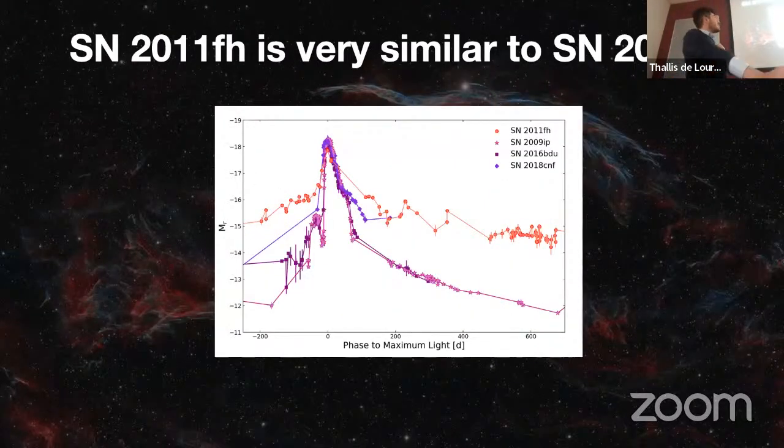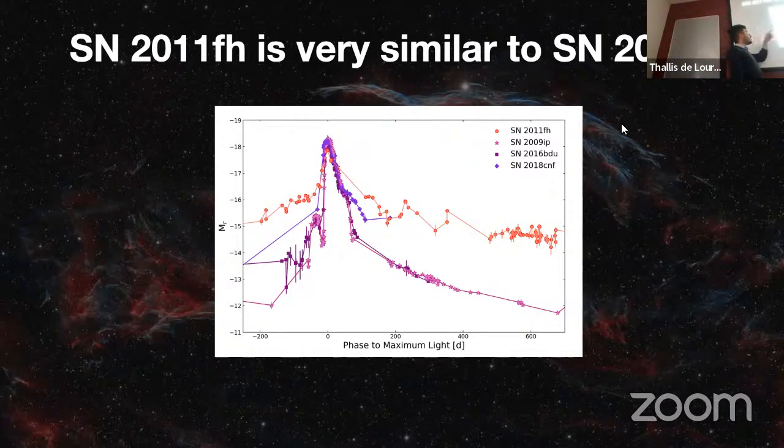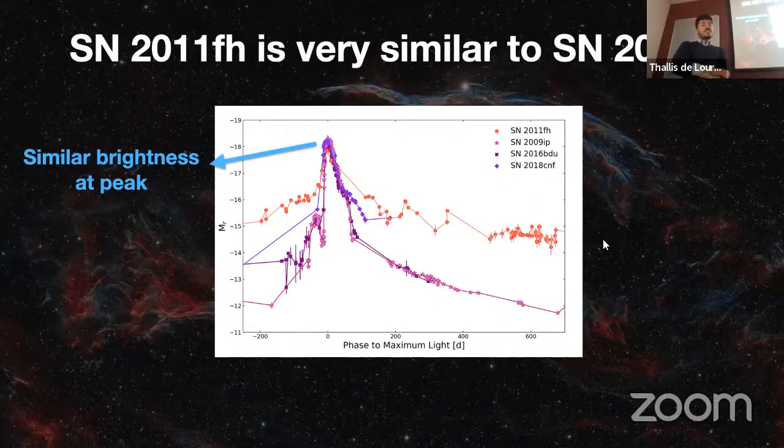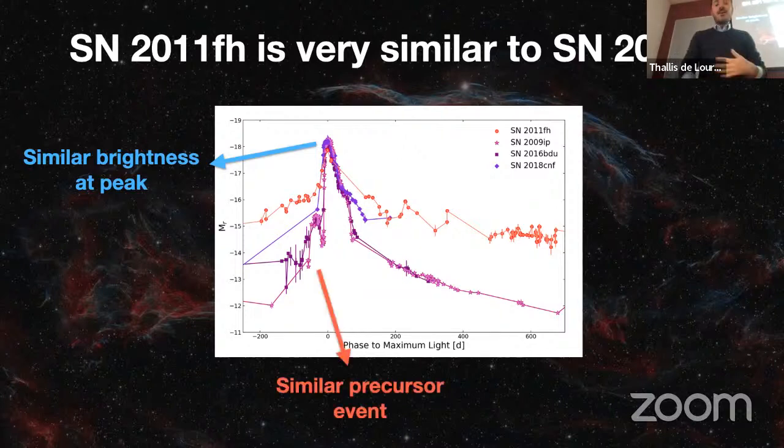So as I mentioned, this is an event very similar to 2009 AP. And here I'm plotting the light curve around peak of 2011 FH in orange, and of 2009 AP as these pink stars, and also 2 other similar events. Just to show how similar they are, well, they have a very similar brightness at peak. They all reach this -18 in absolute magnitude. They all show this precursor event.